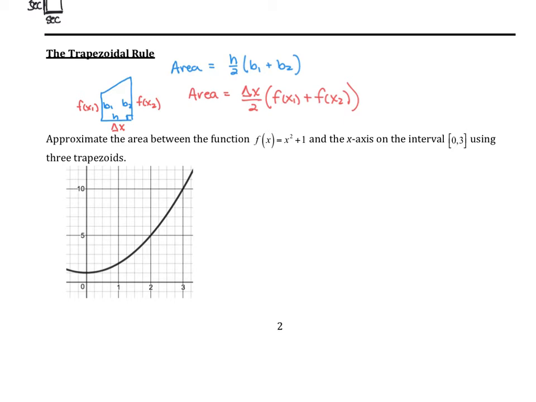Okay, so let's approximate the area between the function x squared plus 1, which we've already looked at, and the interval 0 to 3, so rather than 0 to 4, using 3 trapezoids. When it says we're using 3 trapezoids, I still need to go through and figure out what my delta x is. It's pretty obvious if we're going from 0 to 3 and I'm using 3 trapezoids that my delta x is just going to be 1. But mathematically we take the end of the interval, that b value, minus the beginning of the interval, the a value, and divide by the number of rectangles, in this case trapezoids, so divide by 3. So we get delta x is 1.